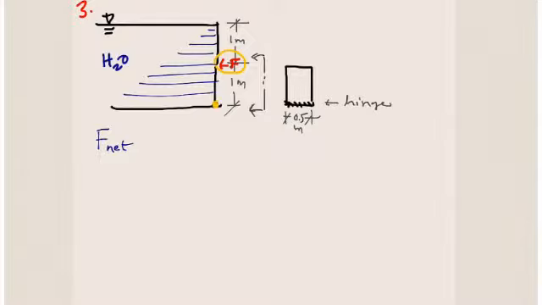Since this is a rectangle, we know that the center of pressure is right in the center of this rectangle, so about a half a meter from the bottom. Since the pressure increases as you go down, the actual center where that pressure is acting is lower than the halfway point. So that pressure is somewhere down here.